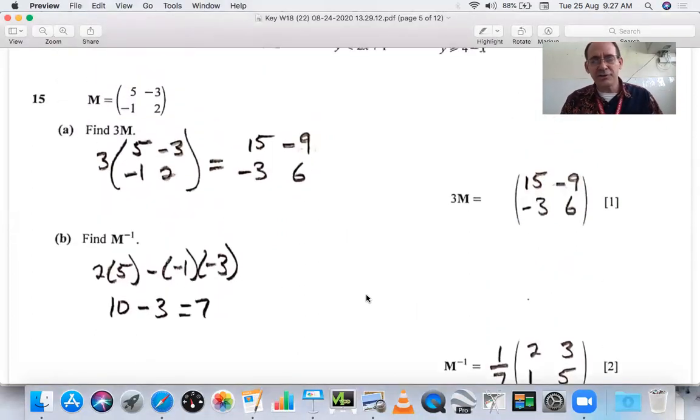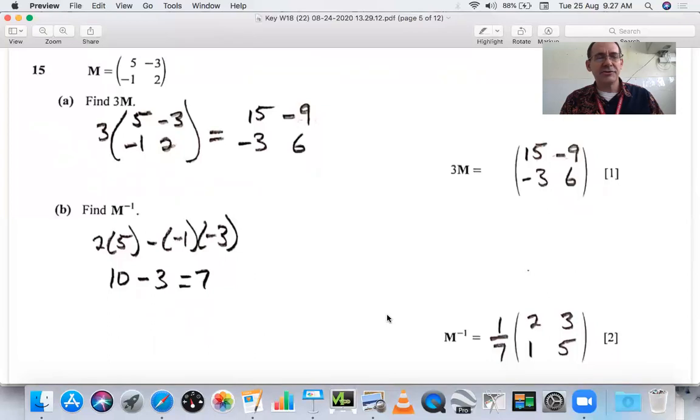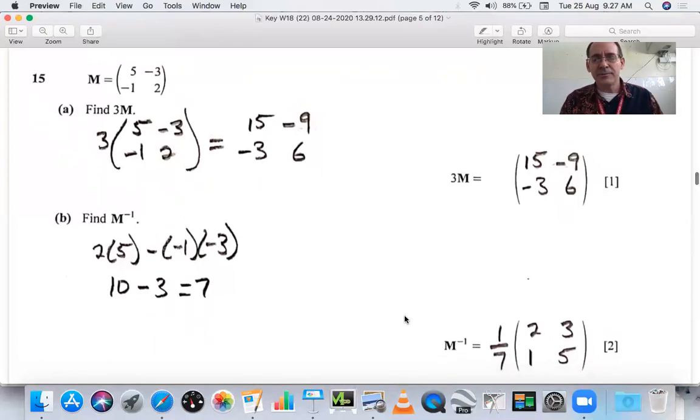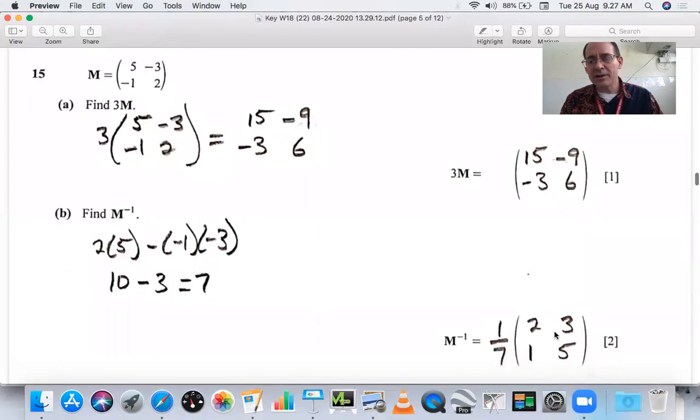If you wanted to double check it, you could, but this is only 2 points. You don't really need to. If you distribute the 1/7 through and then multiply this resulting inverse matrix by the original, you would get an identity matrix, which is 1, 0, 0, 1.